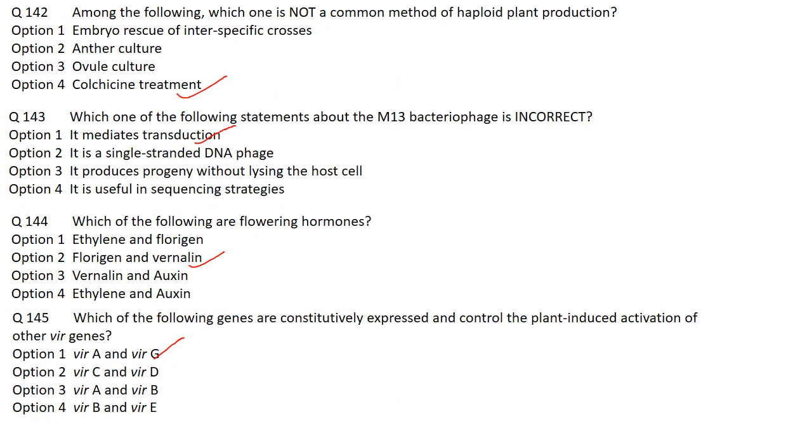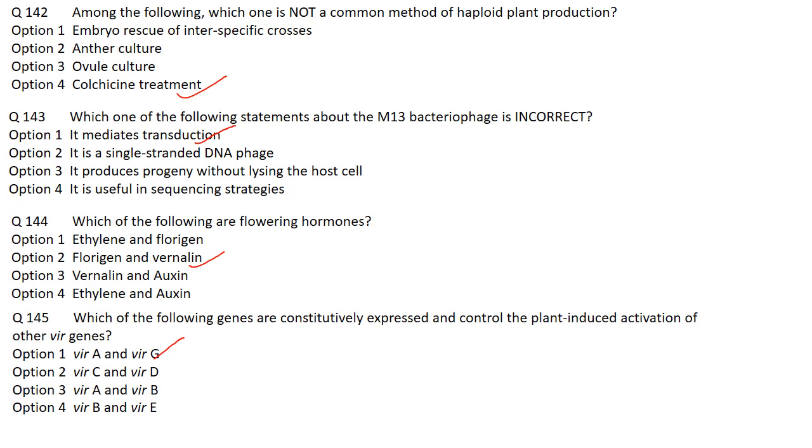Among the following, which one is not a common method of haploid plant production? The embryo rescue of interspecific crosses, anther culture, ovule culture, colchicine treatment. Colchicine is not a method of haploid plant production. It induces polyploidy. Then, which one of the following statements about the M13 bacteriophage is incorrect? It mediates transduction. M13 bacteriophage doesn't mediate transduction. So answer is option 1 itself.